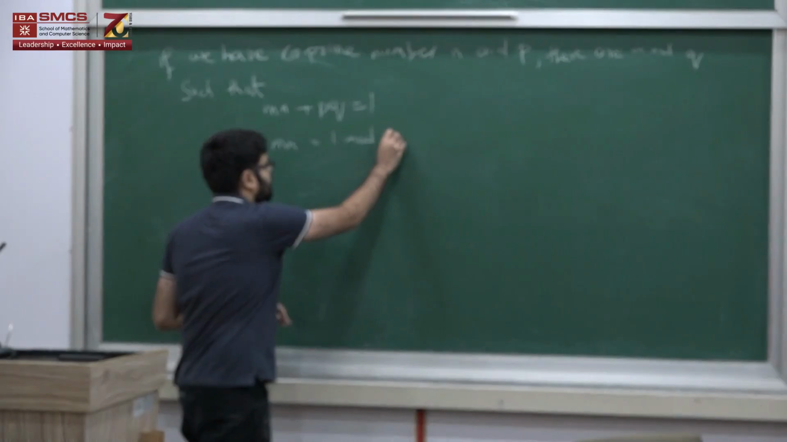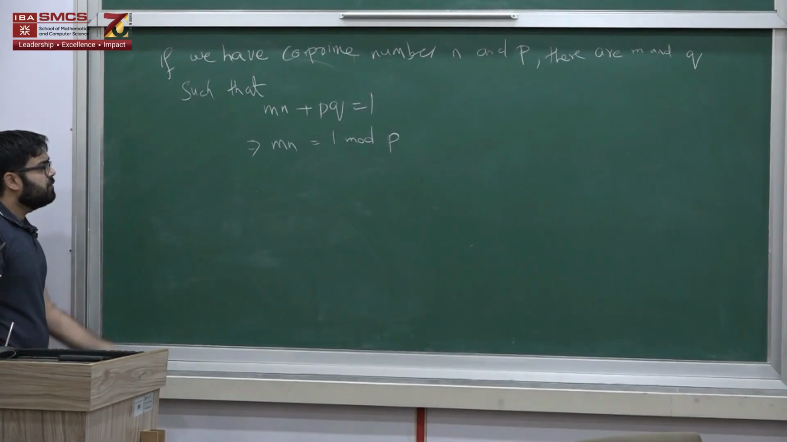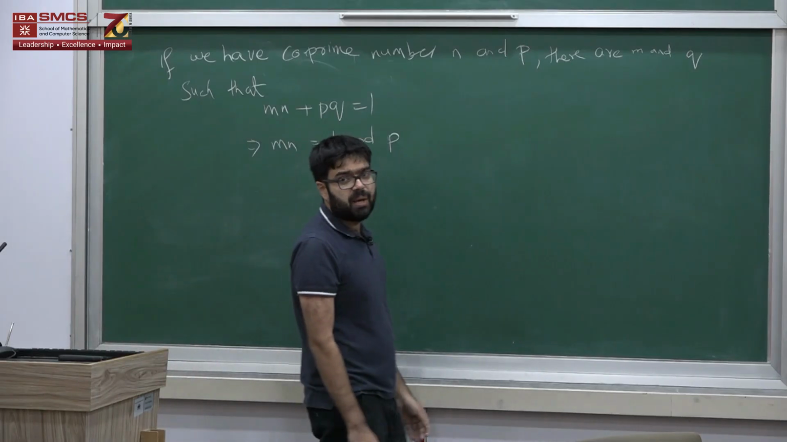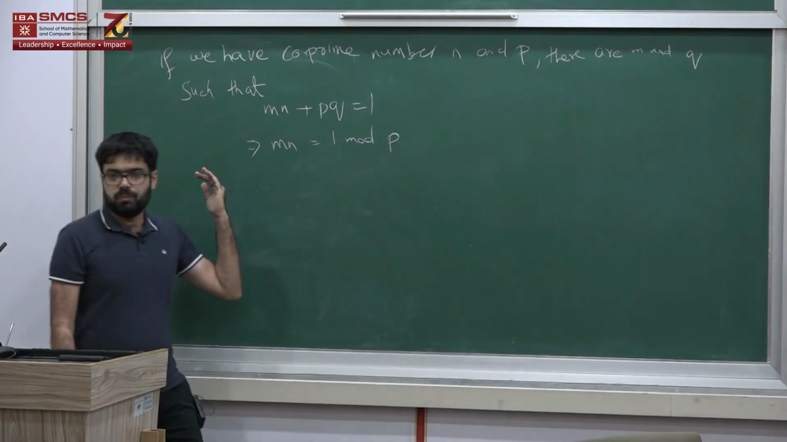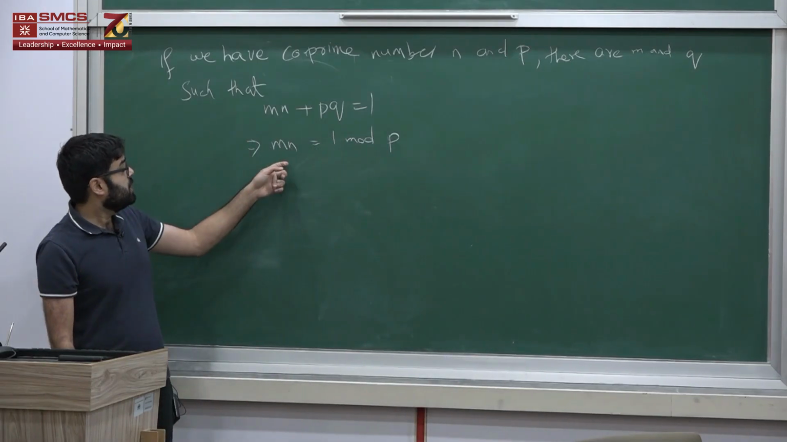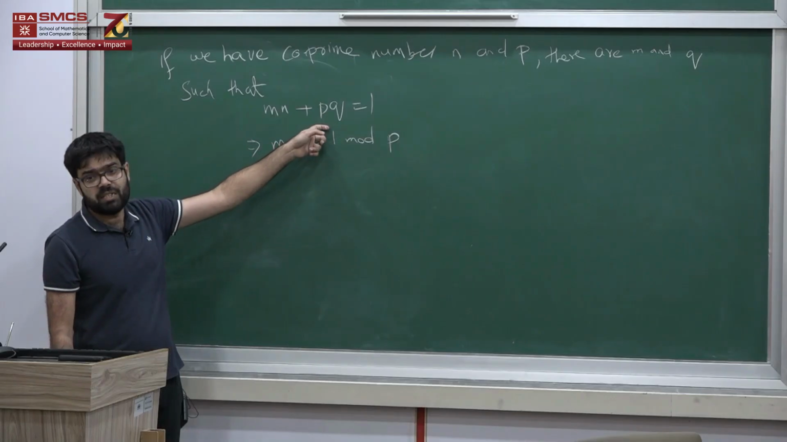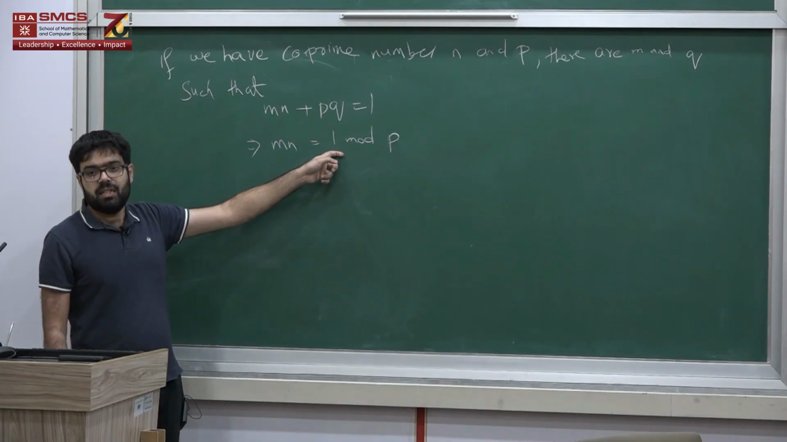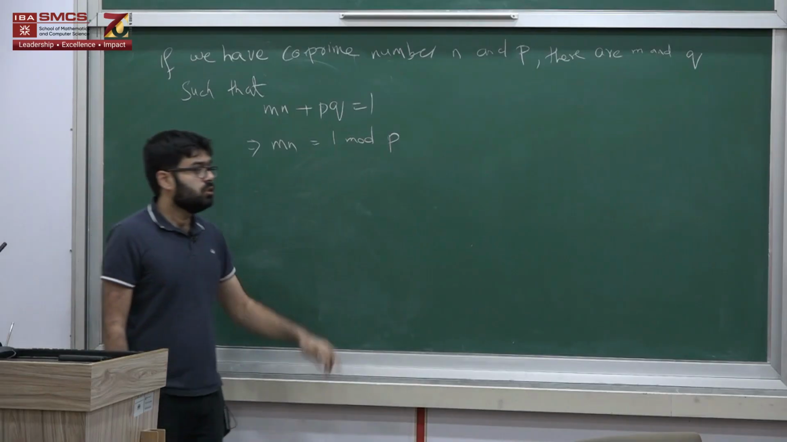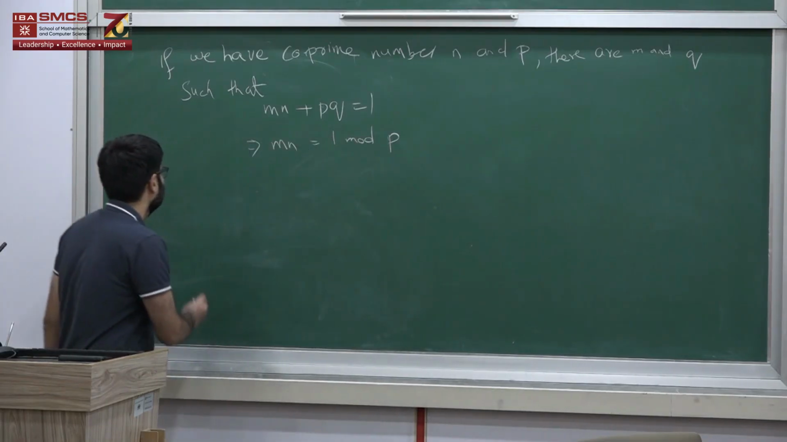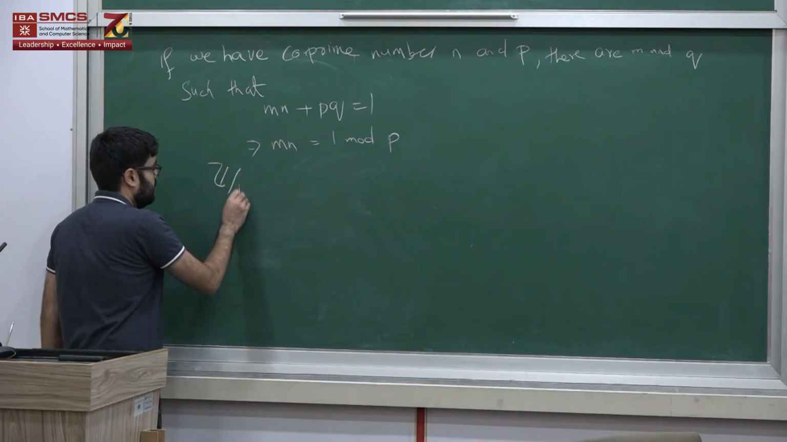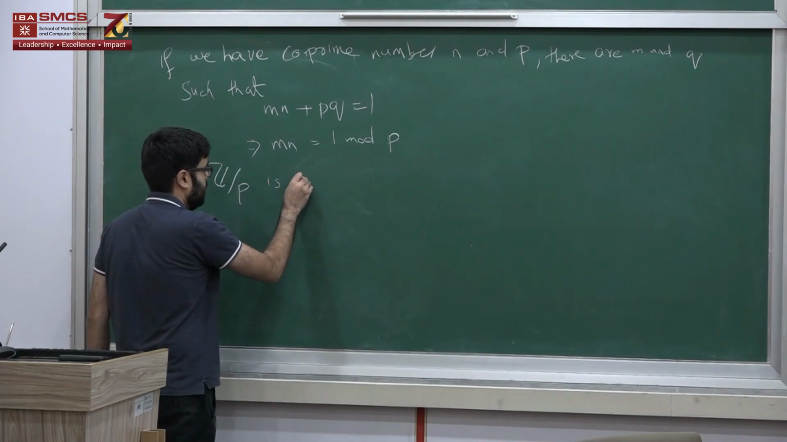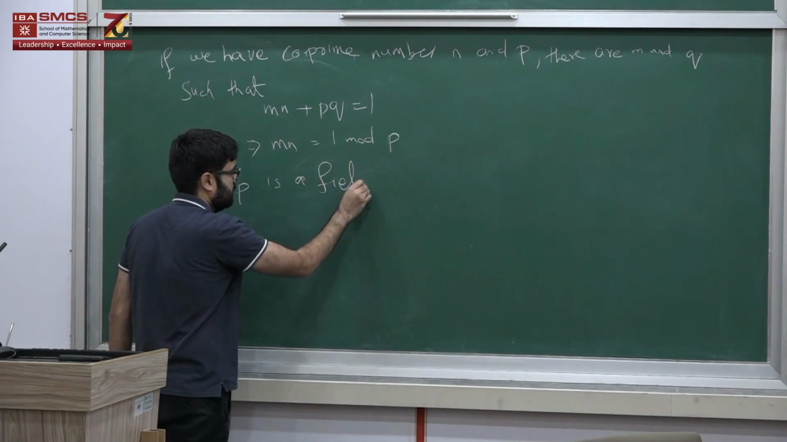So then every number from 0 to p minus 1 is coprime to p, and so every number has a multiplicative inverse unless it is 0. So this Z mod p is a field.